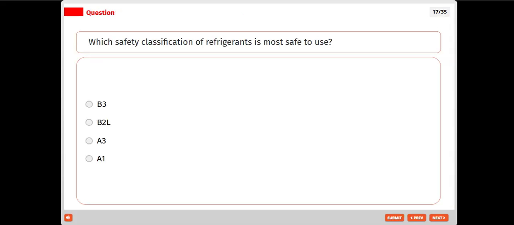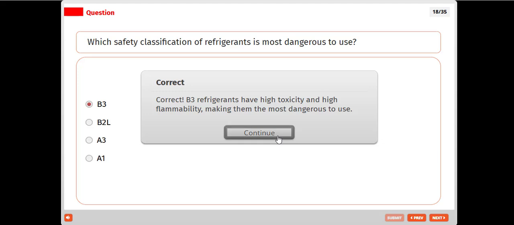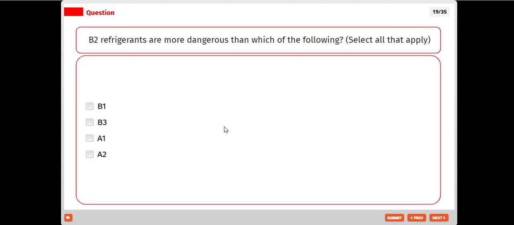Which safety classification of refrigerant is most safe? A1 is most safe. Which safety classification is most dangerous? B3. B2 refrigerants are more dangerous than which of the following? B1 and B3. Okay, B3 for sure.